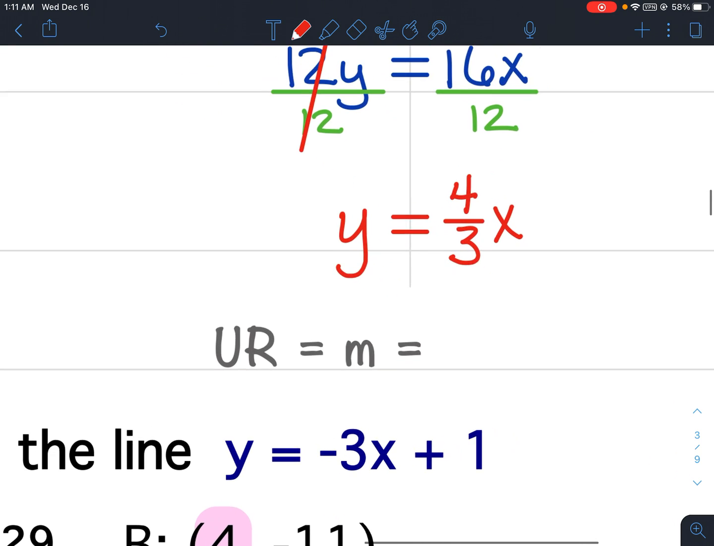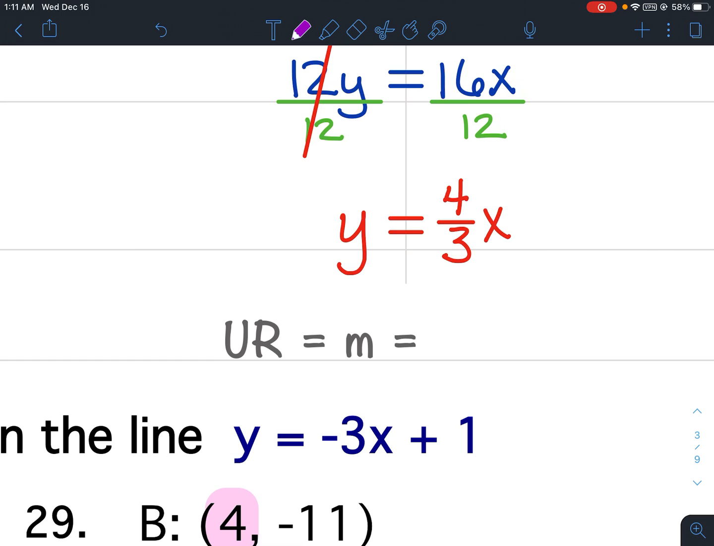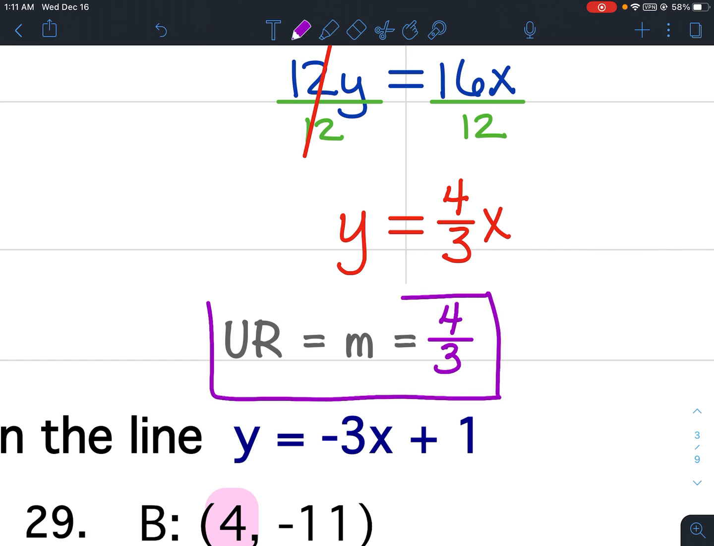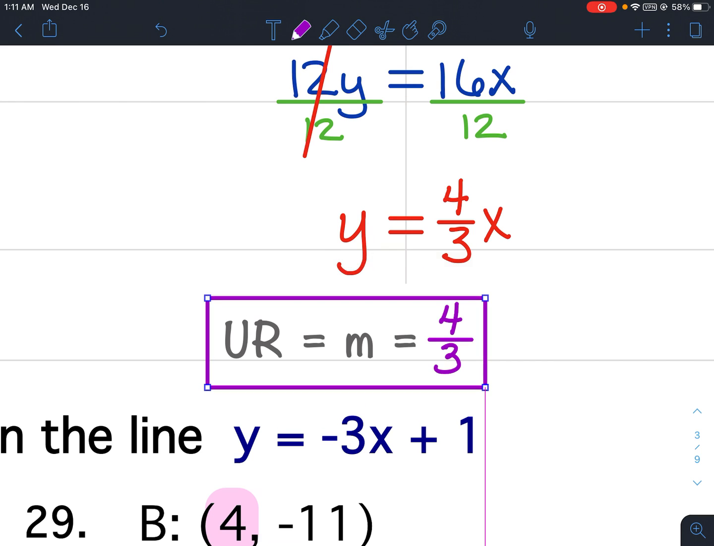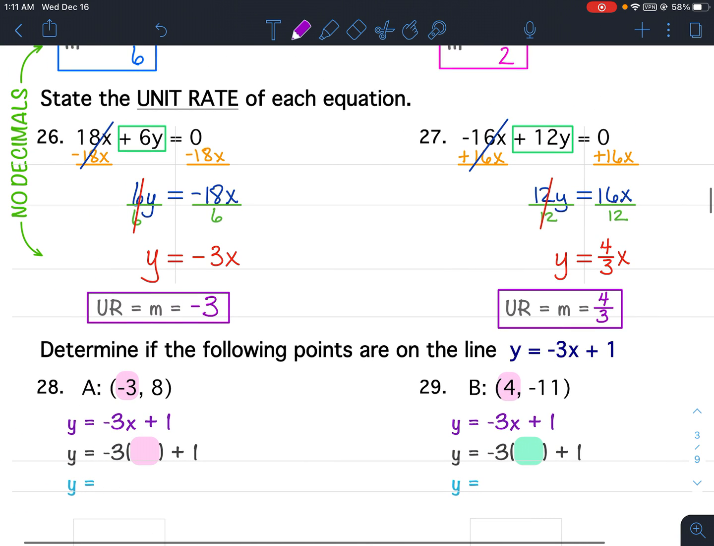All right. So my final answer, the unit rate equals the slope, which equals this number in front of x. So it would be 4/3. So for these, again, you solve for y, and then the coefficient of x, that number in front of x, that is your unit rate.